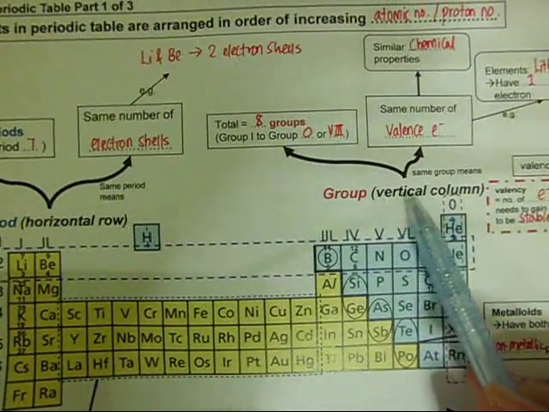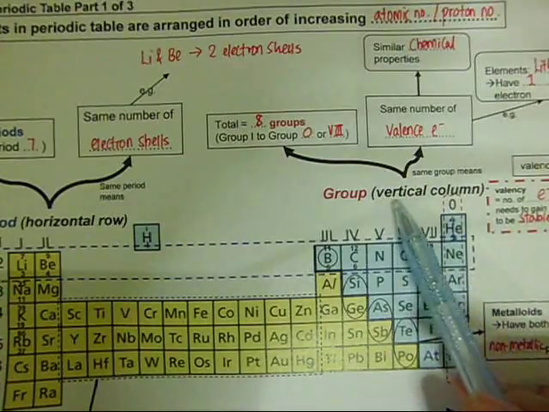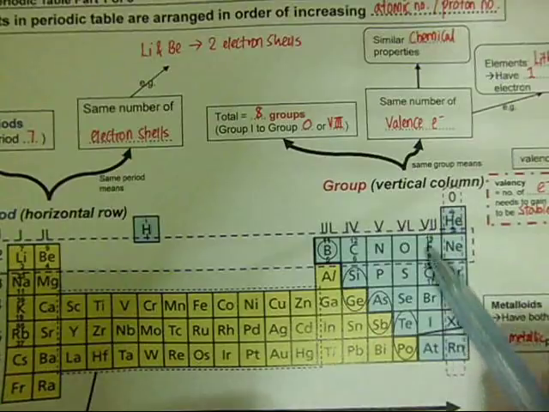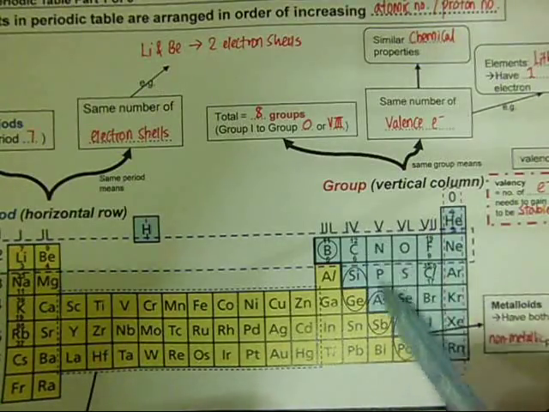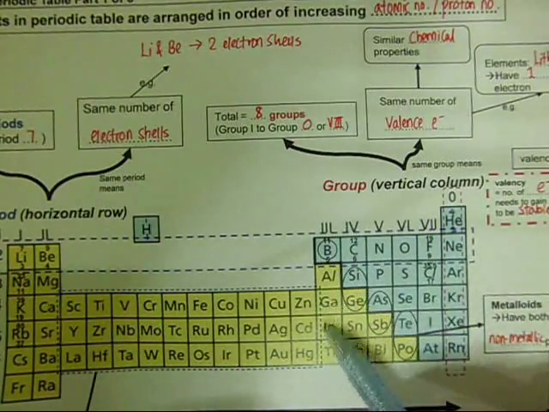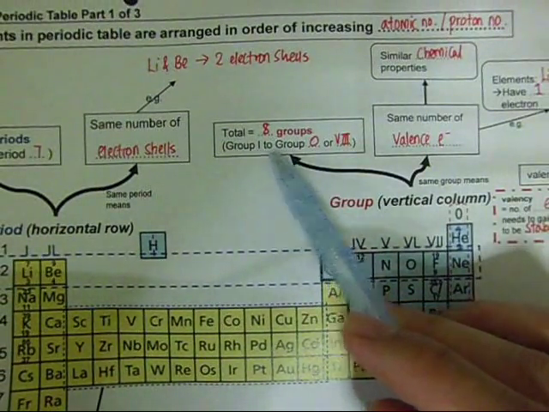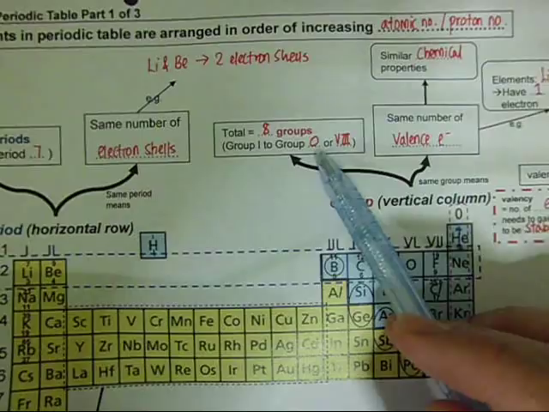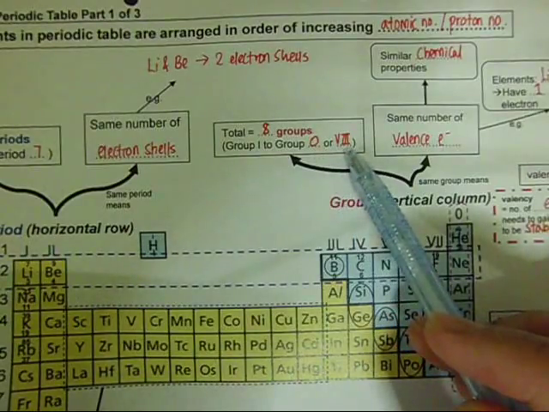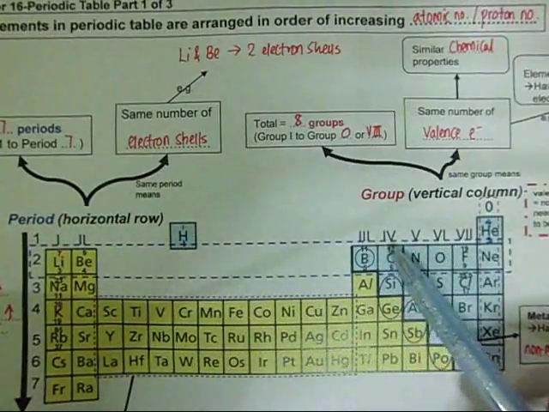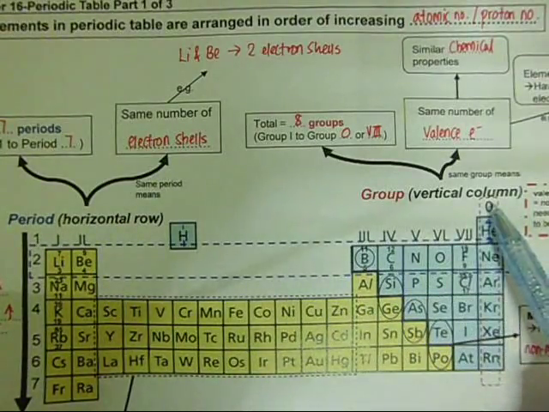Now for periodic table, you need to know that the vertical columns are known as the groups. Okay, so this is the vertical columns. So all these are groups, and all together there are 8 groups. And that is group 1 to group 0, and group 0 is also known as group 8. Okay, this is group 1, 2, 3, 4, 5, 6, 7, 8 or 0.